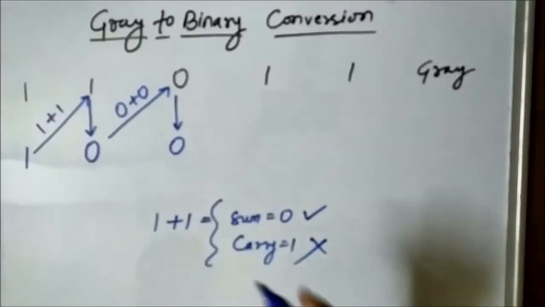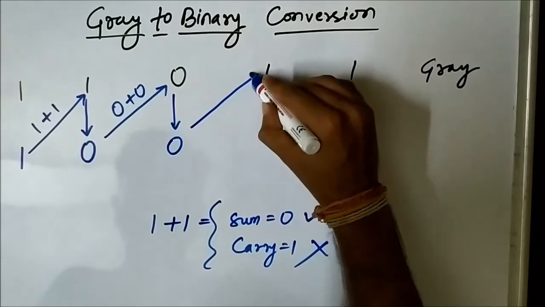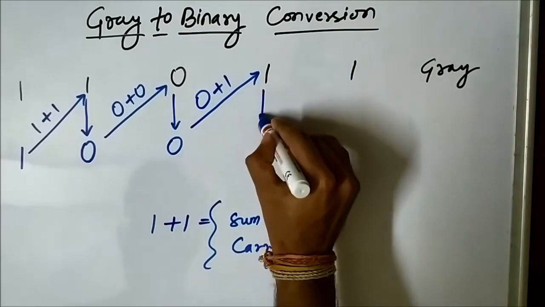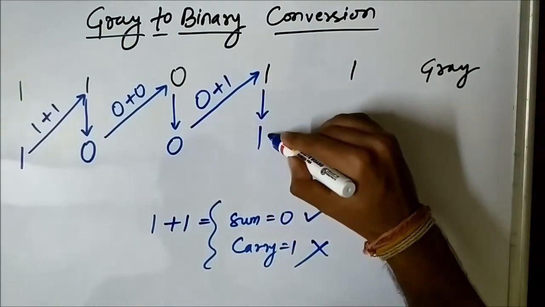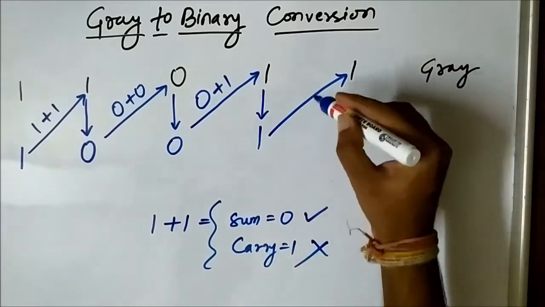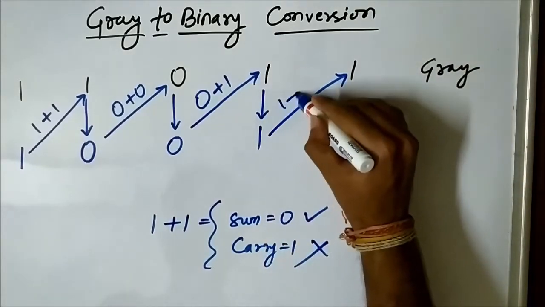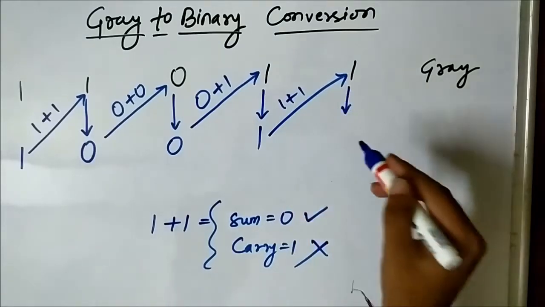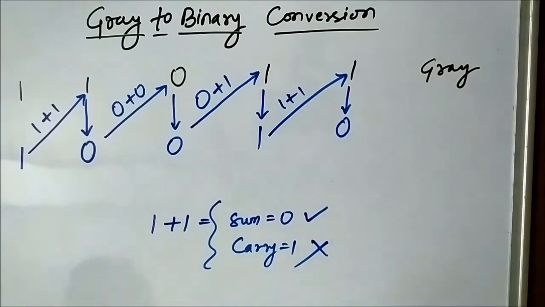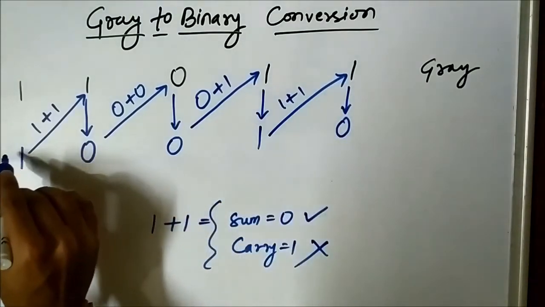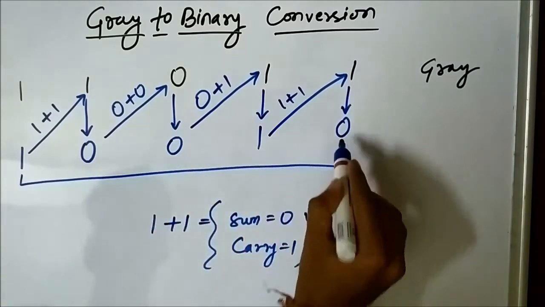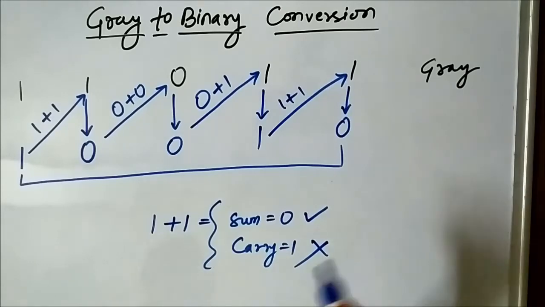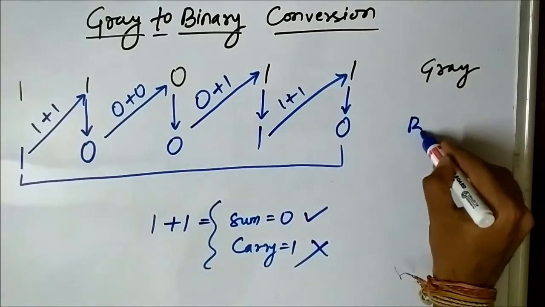Just like crisscross addition. Again this 0 is added with the next bit, 0 plus 1, the result will be 1. Then again this 1 is added with the next bit of the gray code, 1 plus 1 is 0. We'll ignore the carry and consider only the sum part. So 1 0 0 1 0 is the required binary code.